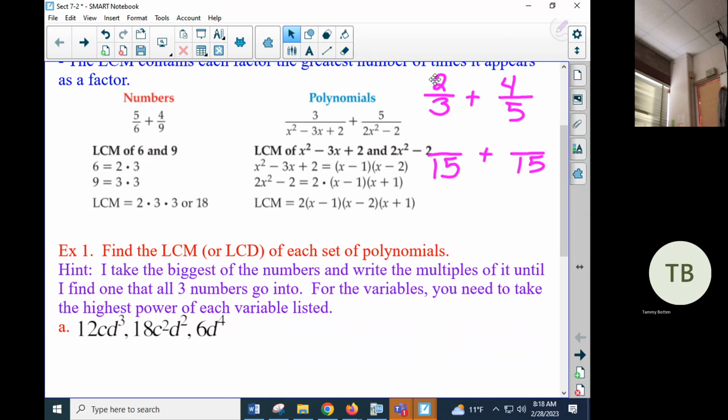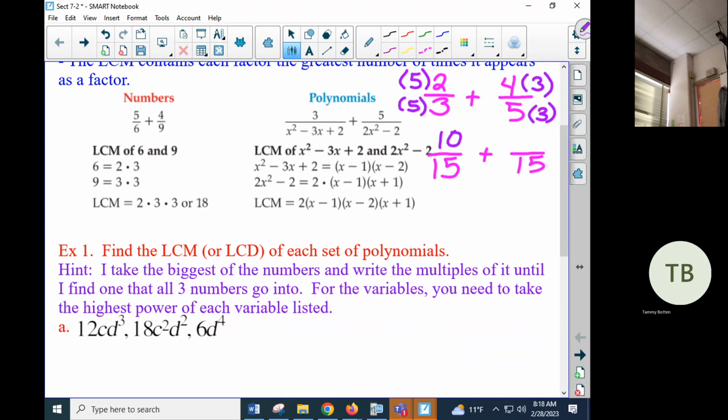To do that, I have to multiply 3 by 5 to get 15. If I multiply the bottom by 5, I also have to multiply the top by 5. Over here, what do I have to multiply 5 by to get 15? That's 3. And because I multiplied this by 3, I have to multiply the top by 3. So now they're both over 15. On the top here, 5 times 2 is 10. And on the top here, 4 times 3 is 12.